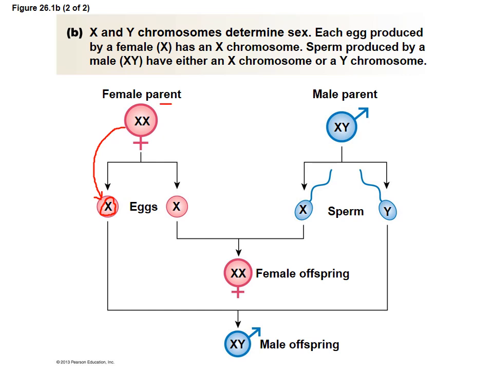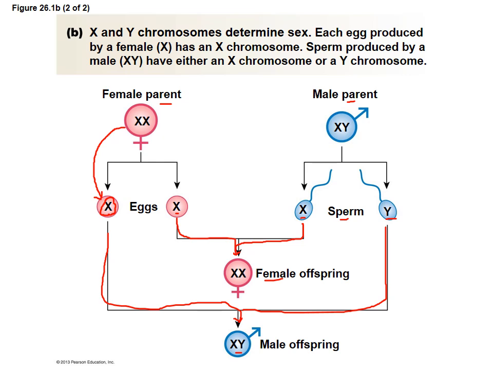In female parents, the gametes or the eggs produced contain an X chromosome. And in male parents, the gametes or the sperm produced contain either an X or a Y chromosome. So females would inherit one X chromosome from the mother and one X chromosome from the father, whereas males would inherit the X chromosome from the mother and the Y chromosome from the father.